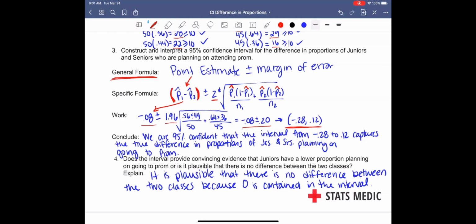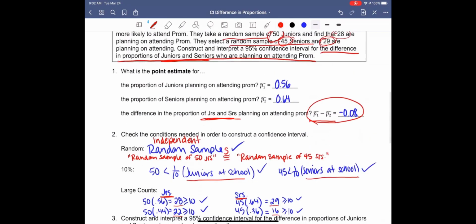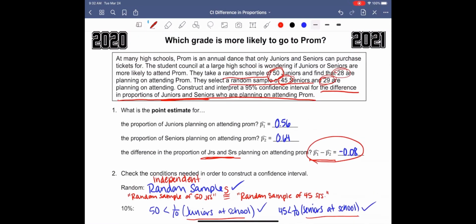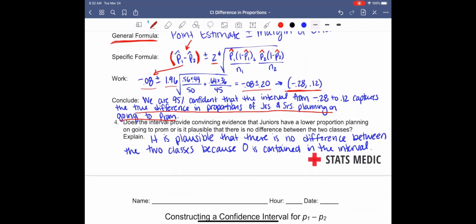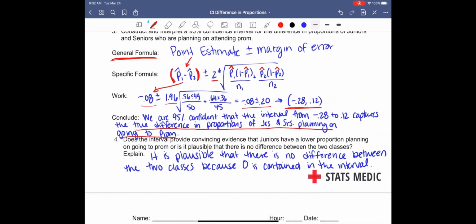All right, so our conclusion, same as before: we're 95% confident that the interval from negative 0.28 to 0.12 captures, and then what's important here is you're just relisting your parameter, the true difference in proportions of juniors and seniors planning on going to prom. And what I love about confidence intervals is you can always get that from the stem of the problem. We were asked up here to write a confidence interval for, and then I have again listed all this stuff here. So I'm just taking that exact wording and copying it down for my conclusion.